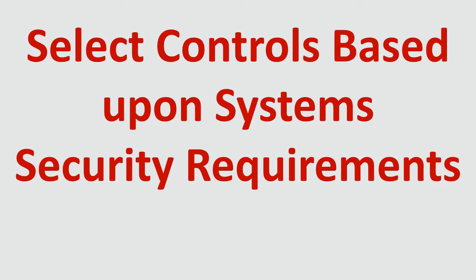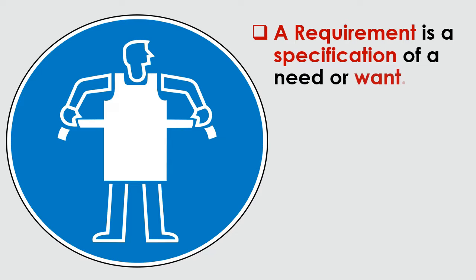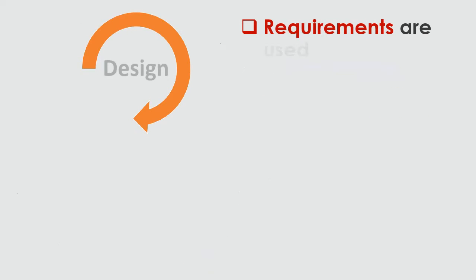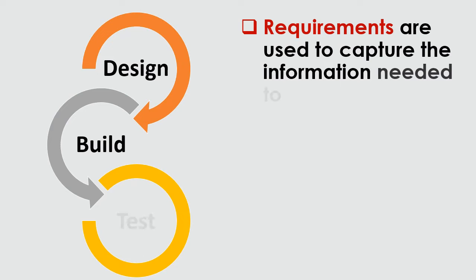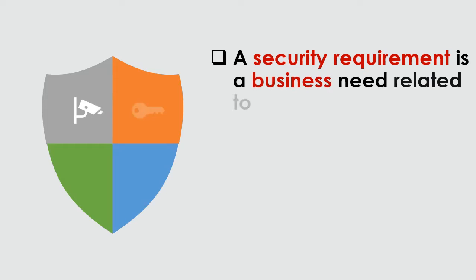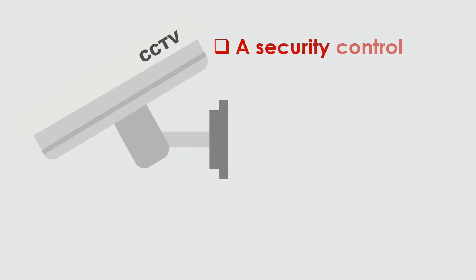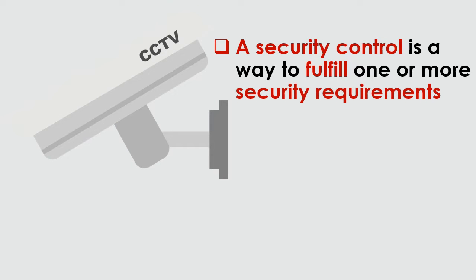Select controls based upon systems security requirements. A requirement is a specification of a need or want. Requirements are used to capture the information needed to design, build, and test. A security requirement is a business need related to the protection of an organization. A security control is a way to fulfill one or more security requirements.